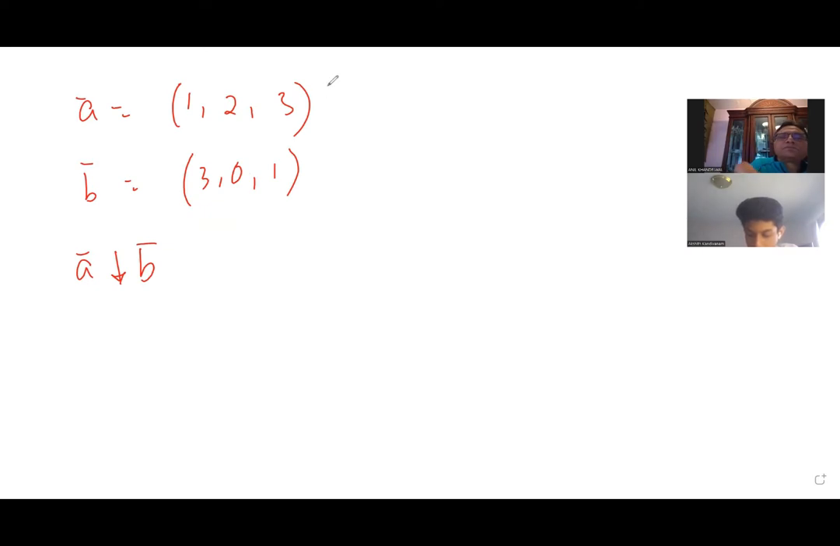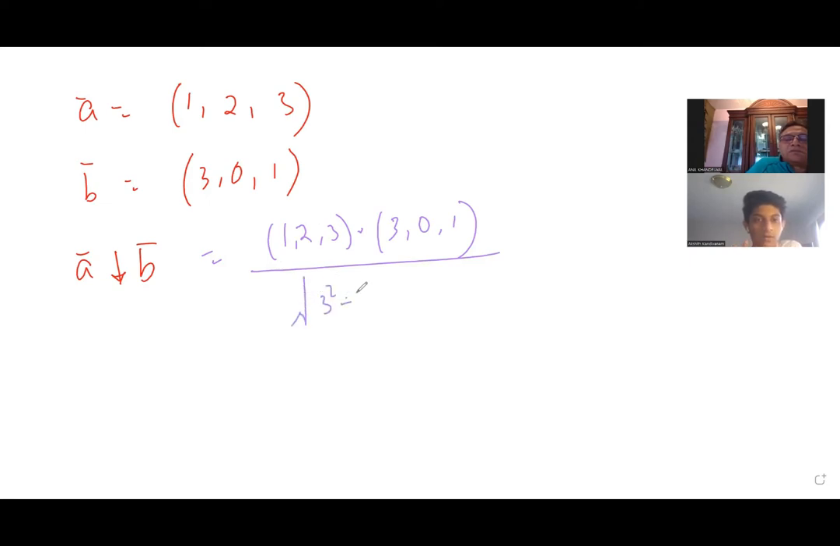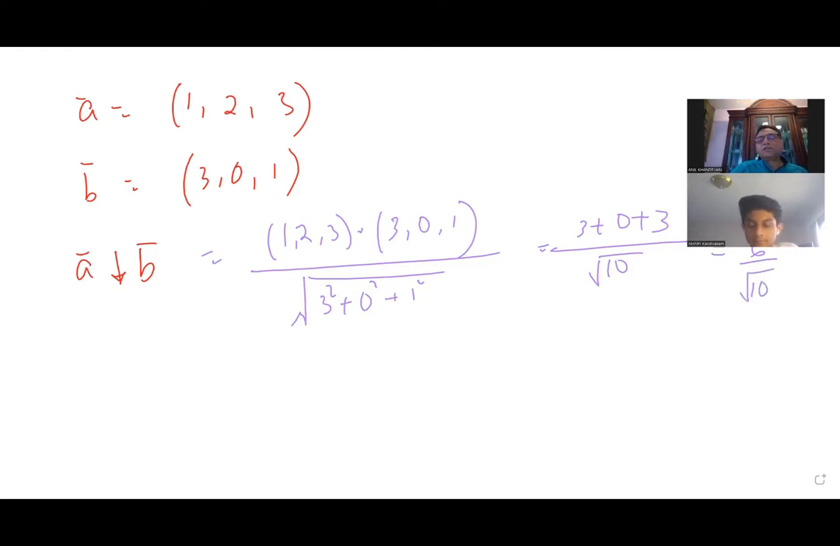It would be A dot B over the magnitude of B. Our A dot B would be 3 plus 0 plus 3, which is 6. The magnitude of B is the square root of 3 squared plus 0 squared plus 1 squared, so 9 plus 1, 10, square root 10. So the scalar projection is 6 over square root 10. That is how you find the scalar projection.